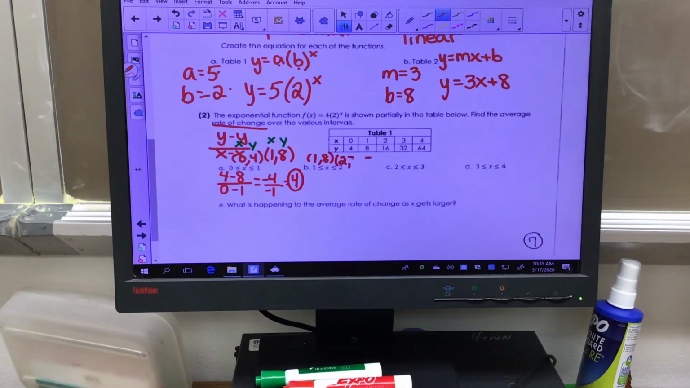2 is 16. So you should have done 8 minus 16 over 1 minus 2. Negative 8 over negative 1.